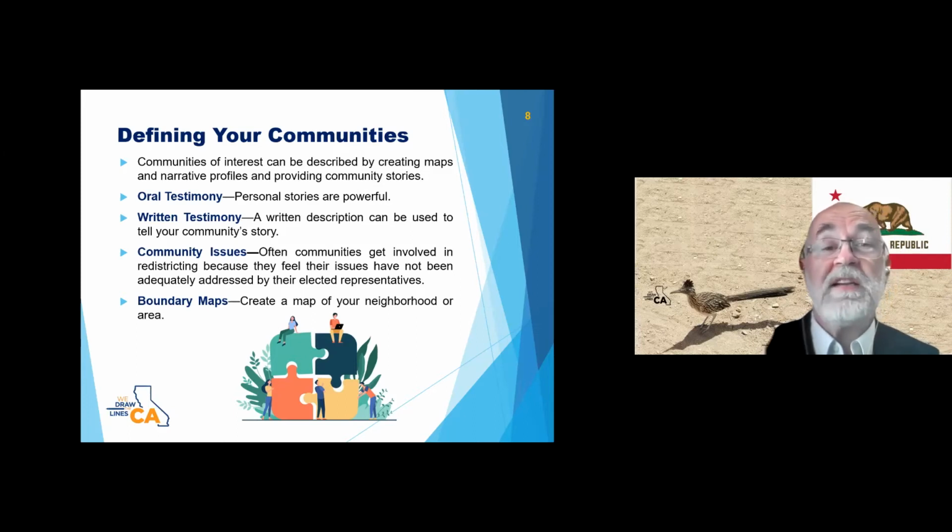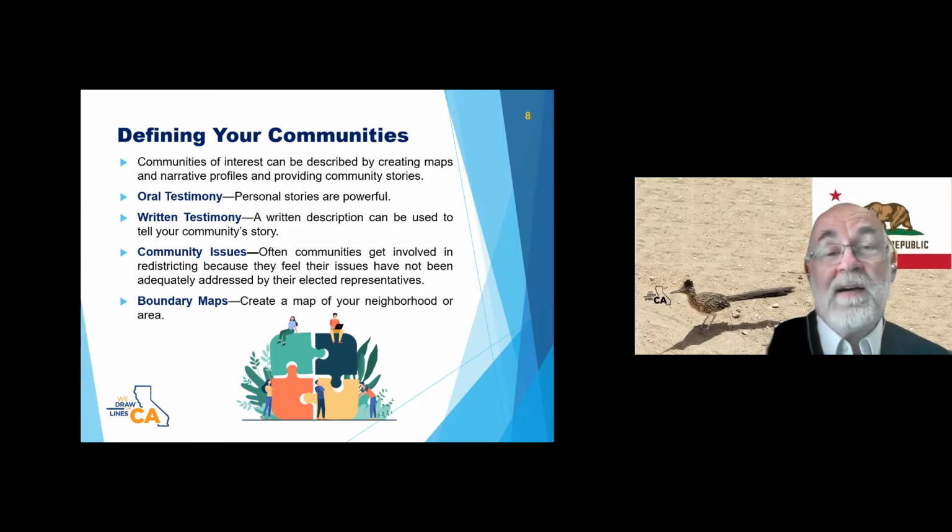We anticipate hearing personal stories, oral testimony from folks, and that's always a powerful element. Folks can also submit communities of interest input in writing. Tell us about your community. Tell us what makes it a community. Communities often get involved in redistricting because they feel their issues have not been adequately addressed by their elected representatives.